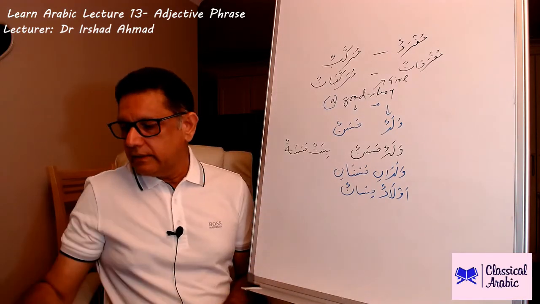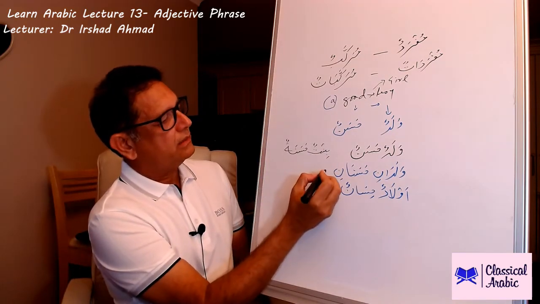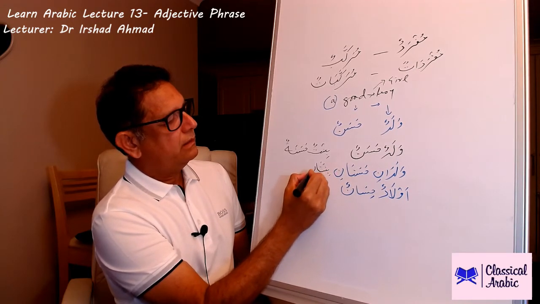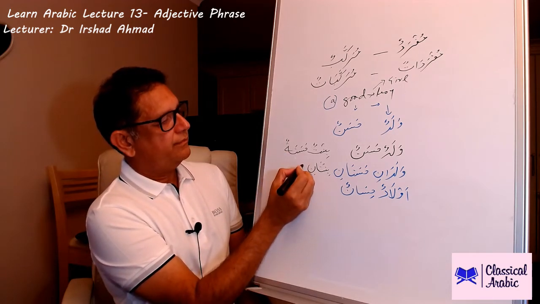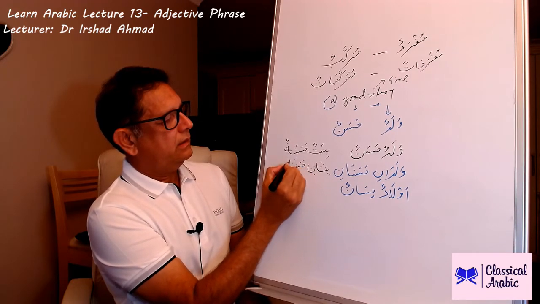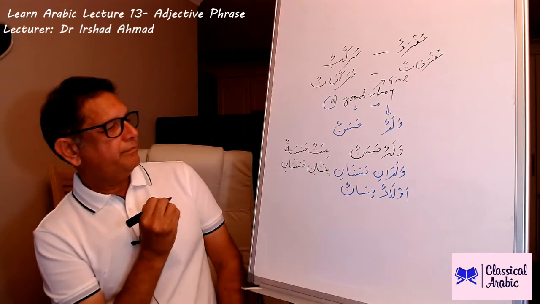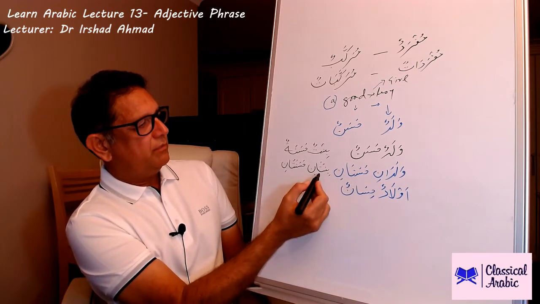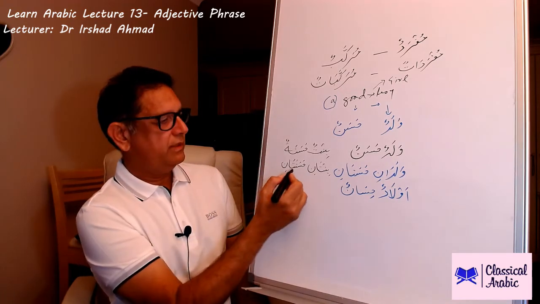Okay, what about two good girls? So that will be kind of dual of this, will be bintani, and that will have to become dual as well. So hasanatani. So we cannot say bintani hasanani, that will be wrong. Bintani is muannas and hasanatani, sifa will have to follow mawsuf and become muannas as well.